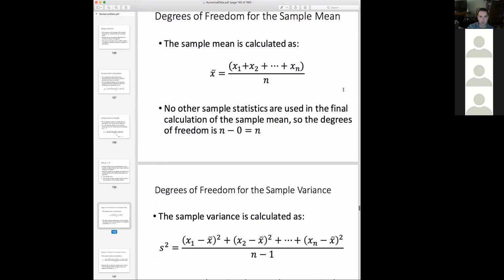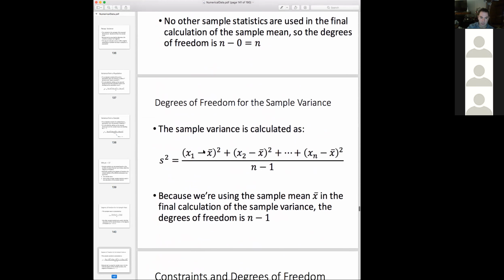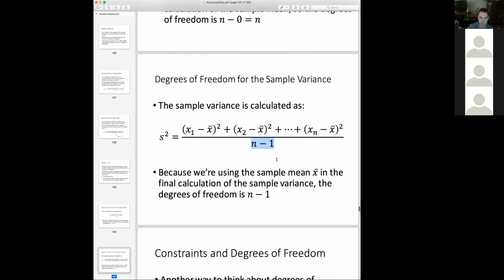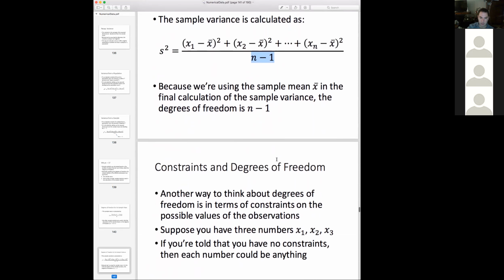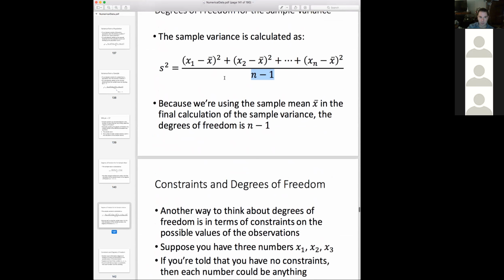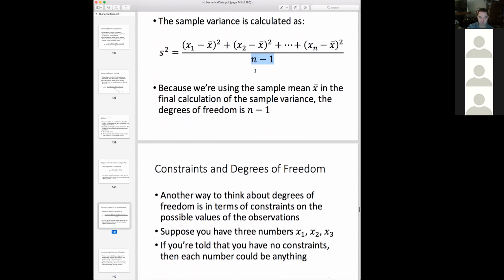So for the mean, we don't need to use degrees of freedom, it's saying in the sample, because we don't have the sample statistics in the calculation. In the case with the variance, we actually are using the sample mean x bar in our calculation of the sample variance. So that's why we need to use n minus 1 for degrees of freedom. And that's the reason why, because we're using the sample mean x bar in the calculation of it.